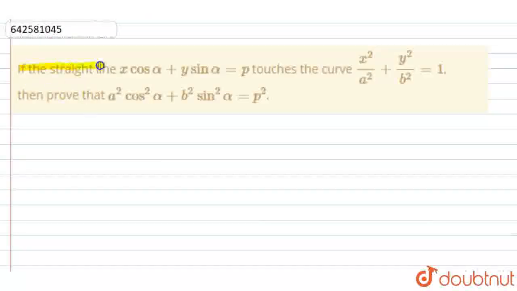Hi there, today our question is: if the straight line x cos alpha plus y sin alpha is equal to p touches the curve x square upon a square plus y square upon b square is equal to 1, then prove that a square cos square alpha plus b square sin square alpha is equal to p square.